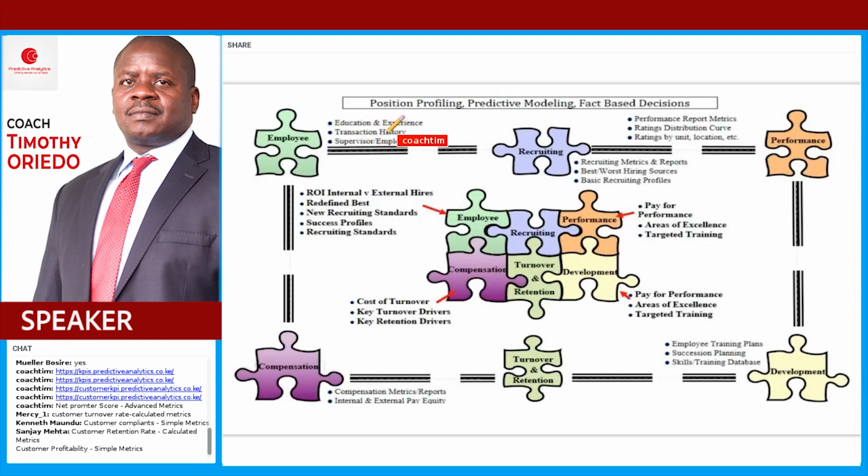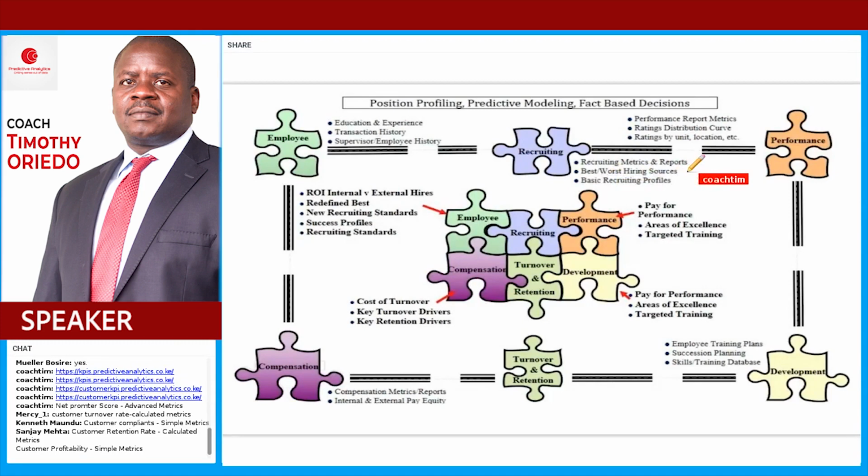You might ask transaction history. You might ask supervisor and employee history, so the places that they worked before, how much they used to earn. You might ask supervisor history, which means that you get a view of how the performance was before. So when recruiting, you start asking data around metrics and reports. What are the best or worst hiring sources?